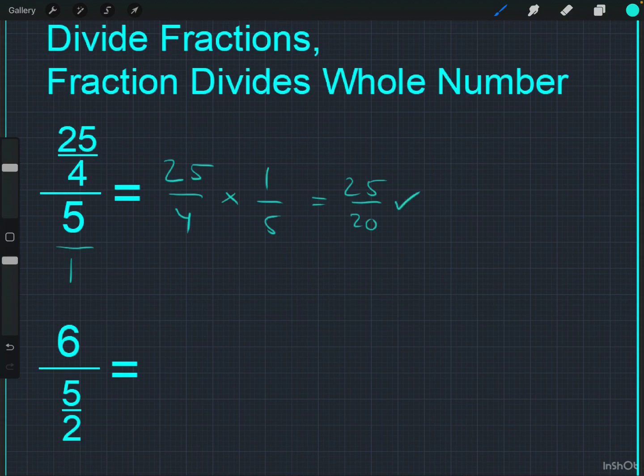The last example, 6 divided by 5 over 2. So 6, we consider it to be 6 over 1. So we keep 6 over 1 the same, and then we multiply by the second fraction flipped over, 2 over 5. 6 times 2 is 12. 1 times 5 is 5.